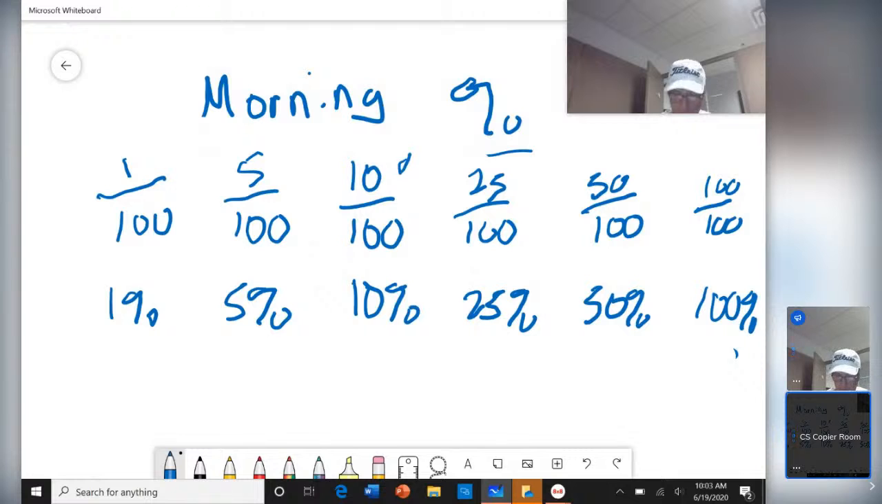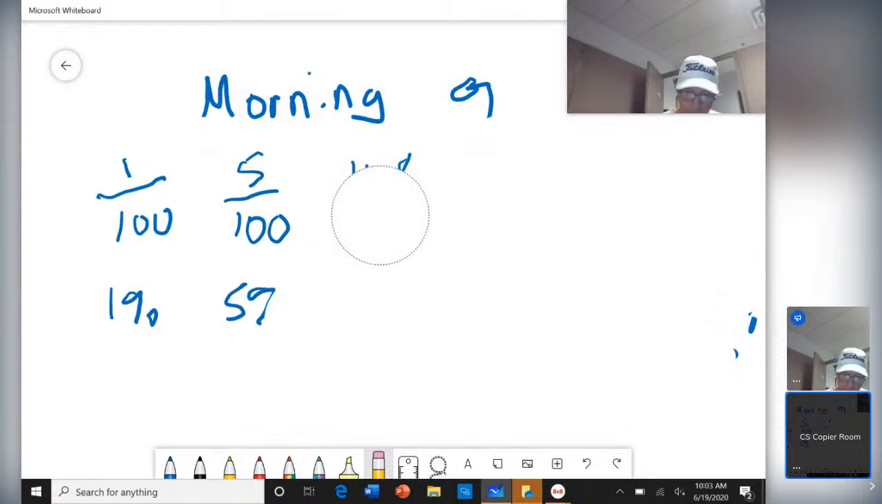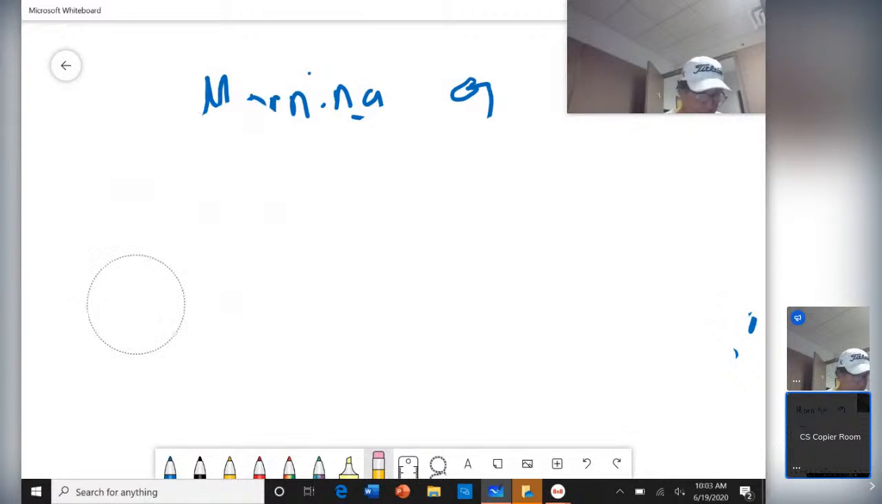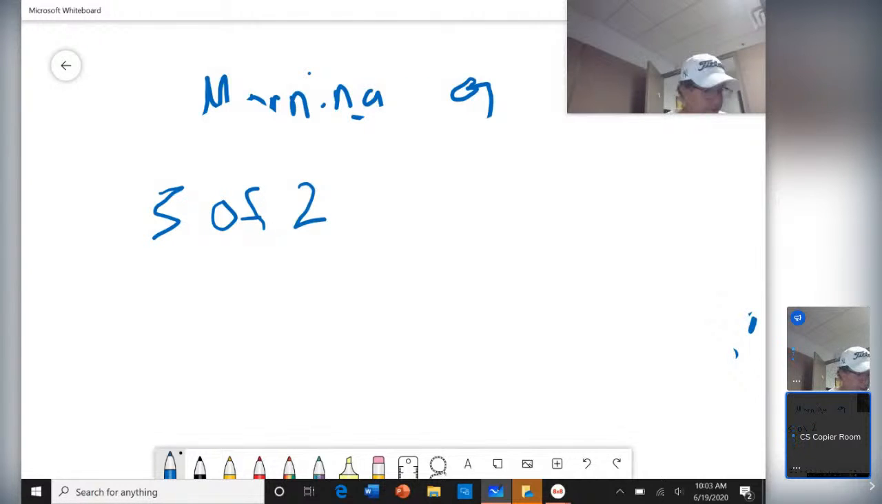Okay, so let's do one more here. If we do 2 of 5, what percent is 2 of 5? We're going to break that into a fraction, 2 over 5.